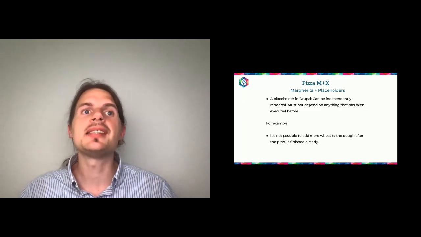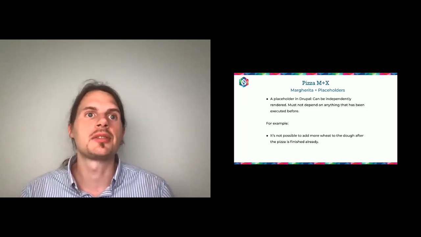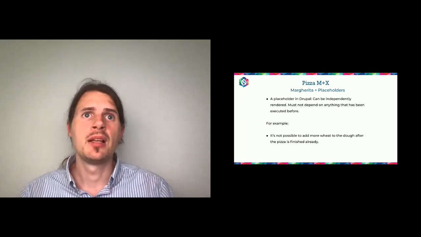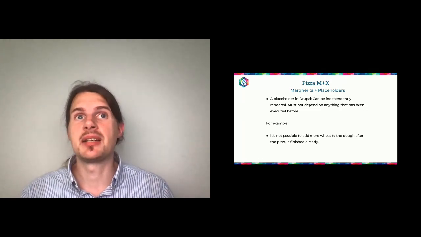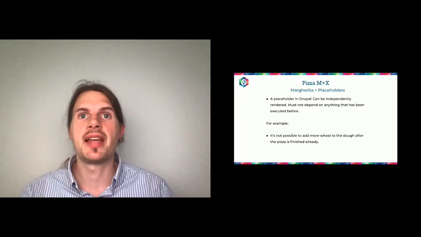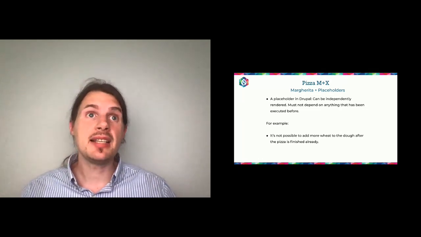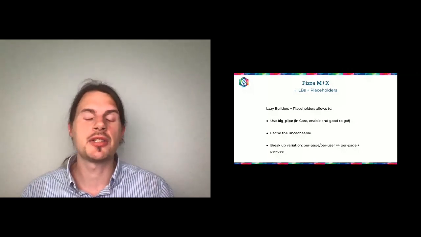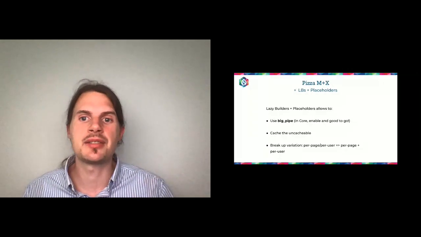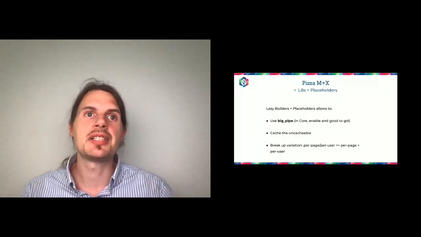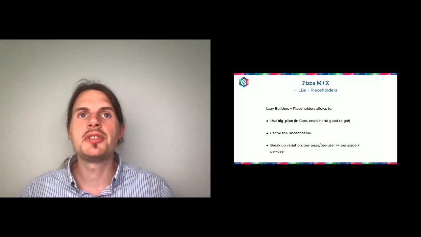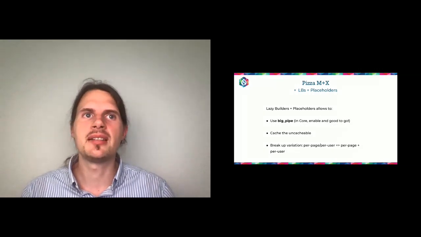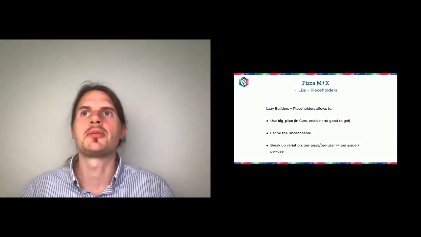And we can also explicitly say we always want to create a placeholder, so we just put this create placeholder true in combination with this lazy builder. Yeah. Must not contain complex data and must not depend on main page requests. That's the important thing. And it allows us to use BigPipe. It's in core, you enable it, it's good to go. It allows us to cache the uncacheable. We just cache everything we can cache, and the rest we render via placeholder. It allows us to break a variation per page, per user, which would not be really many cache hits. We can just have per page and then a little snippet on the page, which is per user.